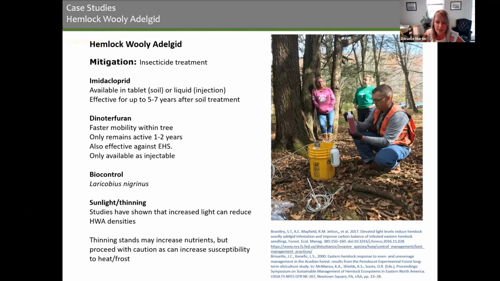Of course, all insecticides come with their own dangers. Laboratory studies have shown that imidacloprid bioaccumulates within salamanders and causes sublethal effects. Laricobius beetles are used as a biocontrol, and when used as part of an integrated pest management strategy, could be useful in helping to control HWA. Recent studies suggest that thinnings and increased light can also reduce HWA densities. However, thinning stands is not thought to be useful in areas where HWA is already present.